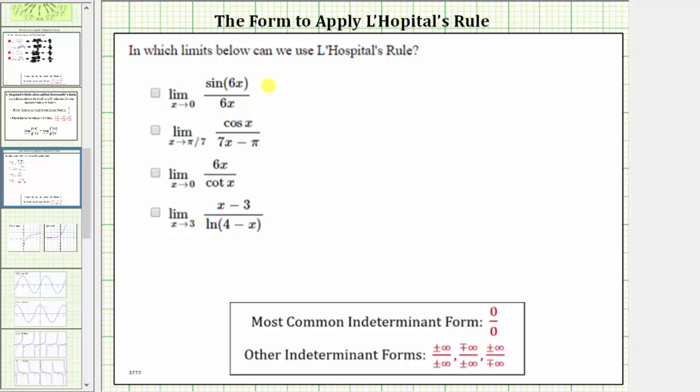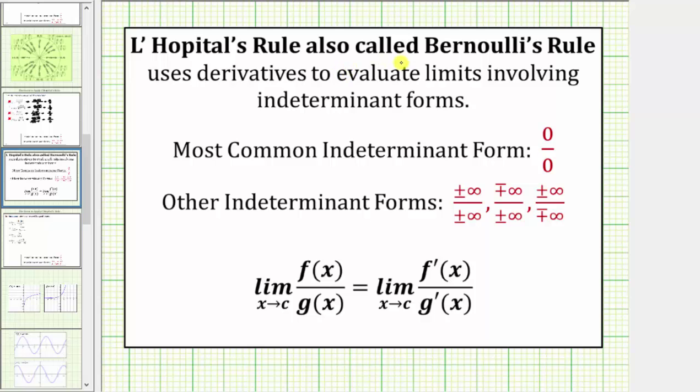We were asked, in which limits below can we use L'Hopital's rule? L'Hopital's rule, also called Bernoulli's rule, uses derivatives to evaluate limits involving indeterminate forms. The most common indeterminate form is 0 divided by 0.